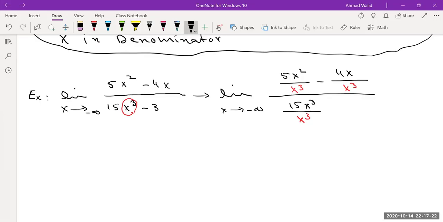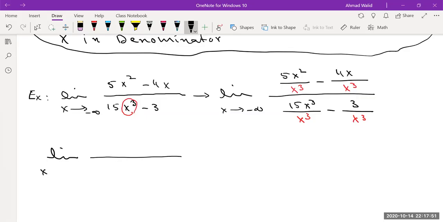minus 3 over x cubed. Why the highest exponent in the denominator? Because usually the denominator is a problem for us, correct? We cannot have 0 in the denominator, correct? That's why your focus is on the denominator. Now let's simplify, correct?